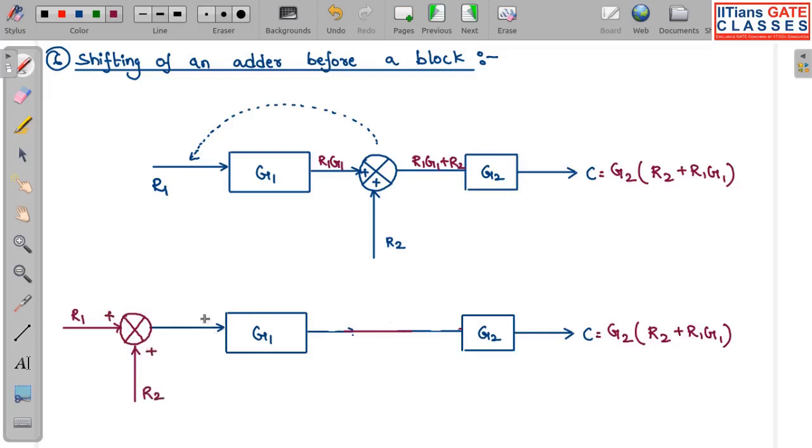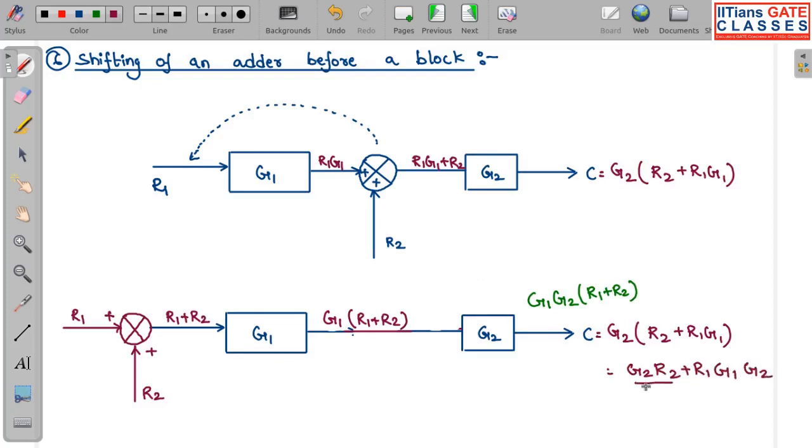Okay, so now you can see that basically this is R1 plus R2. Over here, these two blocks I can simply replace with a single block. You can even write this as G1 into R1 plus R2. And over here, this output is G1 G2 into R1 plus R2. Previously it was G2 R2 plus R1 G1 G2.